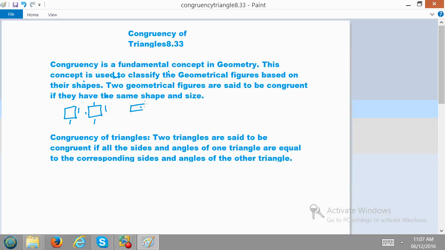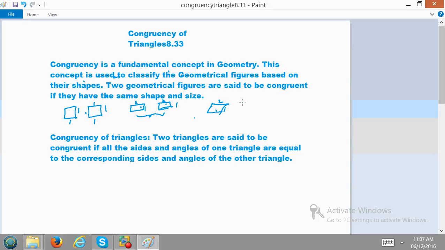When we say rectangle, suppose the length is 2, breadth is 1, and this also has length 2, breadth is 1, then they are congruent. Suppose a parallelogram is that this is 1, this is 2. So these two are not congruent. This is a parallelogram. So these two are congruent.